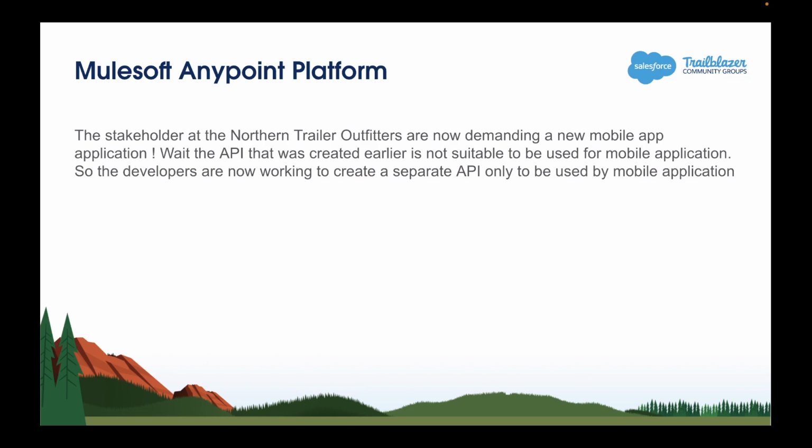So many times, these companies make a separate API available. Take an example of LinkedIn. LinkedIn has a separate interface for their mobile application and also a separate interface for the web application. So when you log in to LinkedIn, you can see the URL. It's completely different, right? You can see m.linkedin.com. The same thing is over here. Now I have to build an API which is suitable for a mobile application, right? So the developers are now working to create a separate API only to be used by the mobile application.